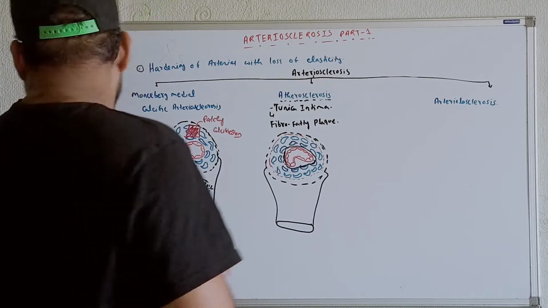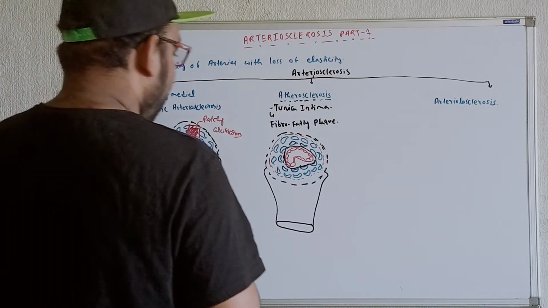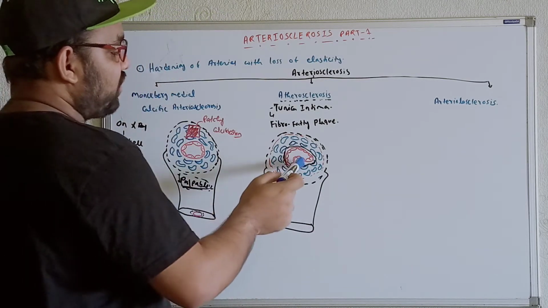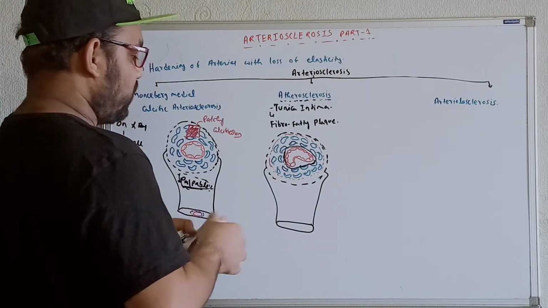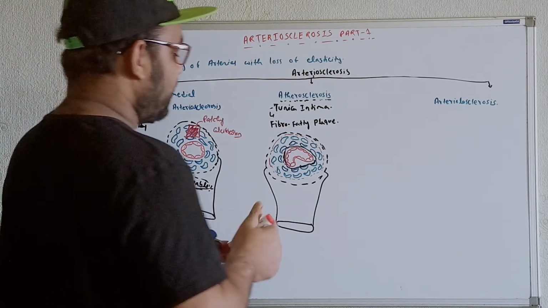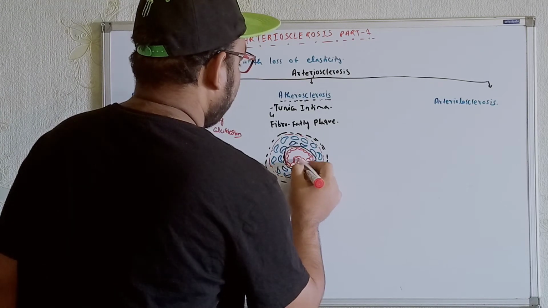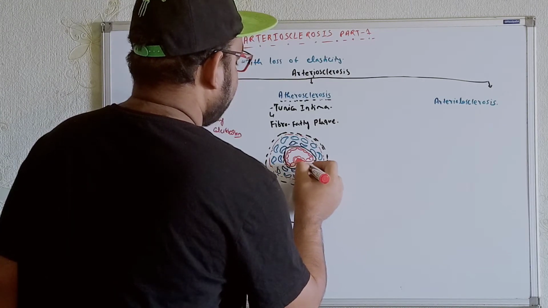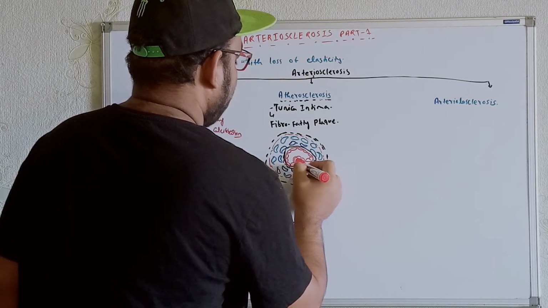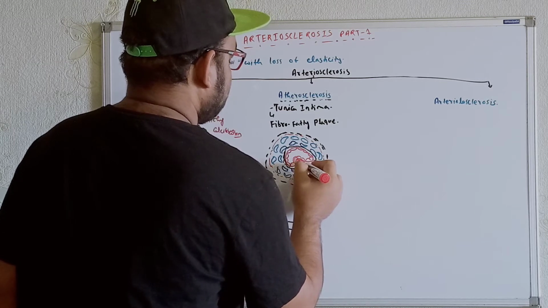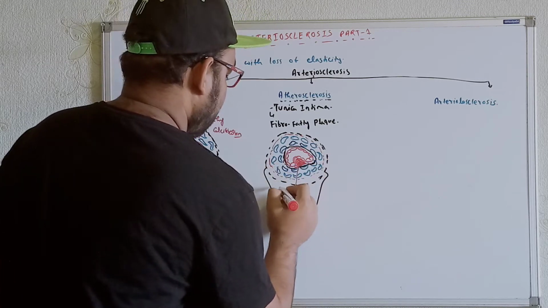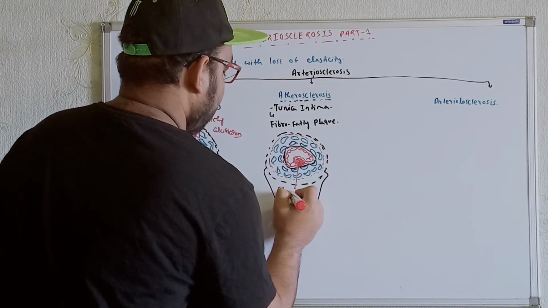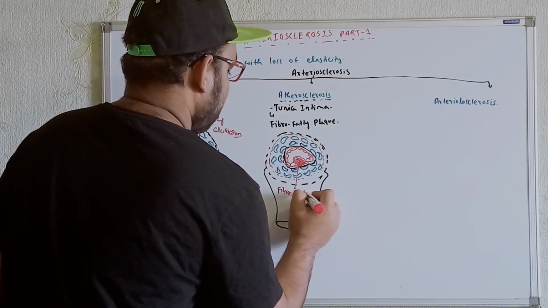Okay. Now we will get the depositions of the fibrofatty plaque within the tunica intima. For example, in these cases we will get it over here. Here we get the depositions of the fibrofatty plaque in terms of atherosclerosis. So this is the fibrofatty plaque.